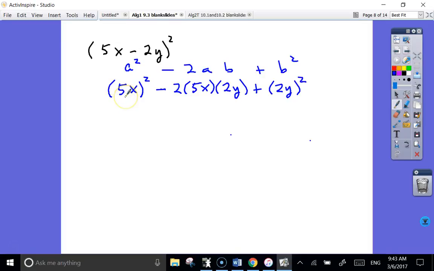Okay, what's 5x in parentheses squared? 25x squared. Okay, what's 2 times 5 times 2? So it's minus 20. What variables are in that? X and a y. And 2y in parentheses squared, plus 4y squared. Sorry.